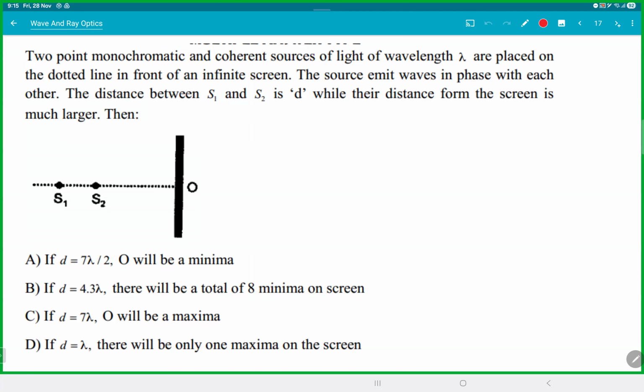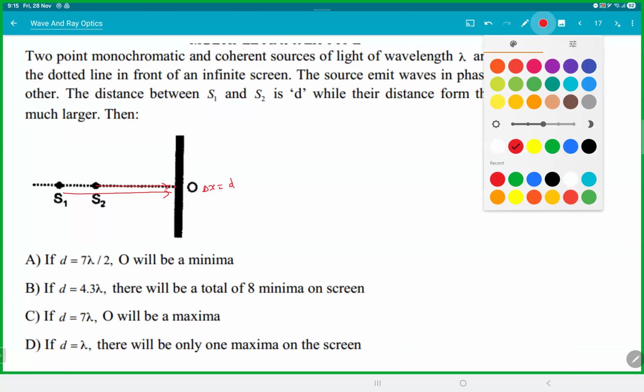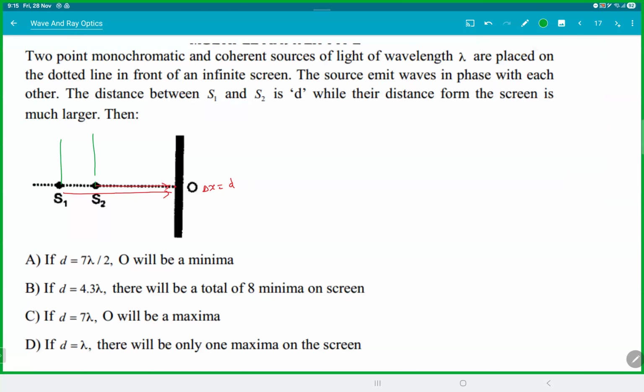So how to do this question? If you choose this point here, this light ray and this light ray are traveling parallel, then the path difference will be... so here the path difference delta x is d. If you travel parallelly, then at infinity the path difference will tend to 0. Okay, now from here we have to check.